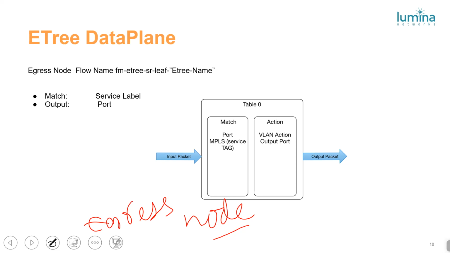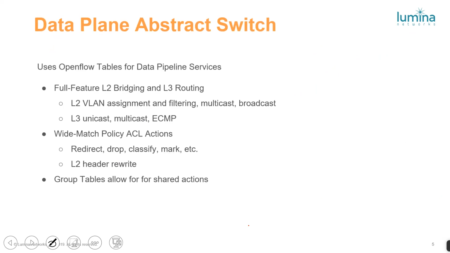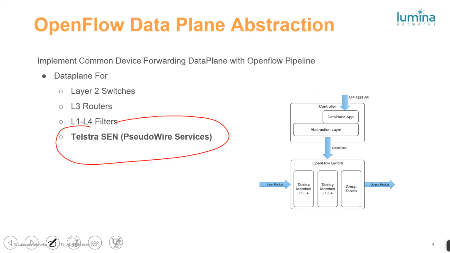Okay, so this was about how the OpenFlow data plane works, specifically in the case of creating MPLS paths using OpenFlow forwarding. Any questions on this? Okay, let's move on.